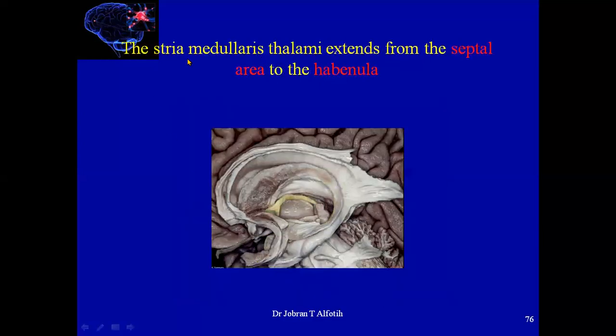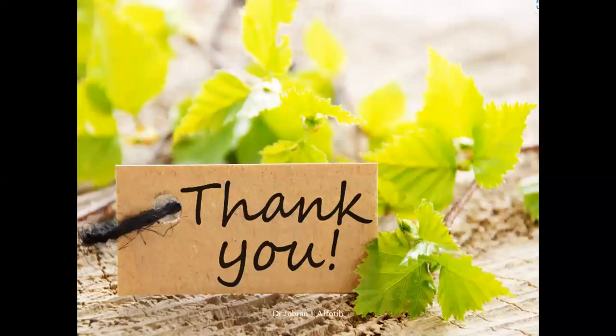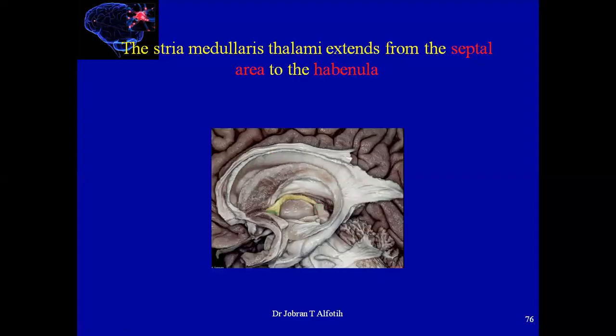The stria medullaris is another structure, which comes around the thalamus and extends from the septal area to the habenula in this area. With this last picture here, we finished our lecture about the ventricles of the brain.